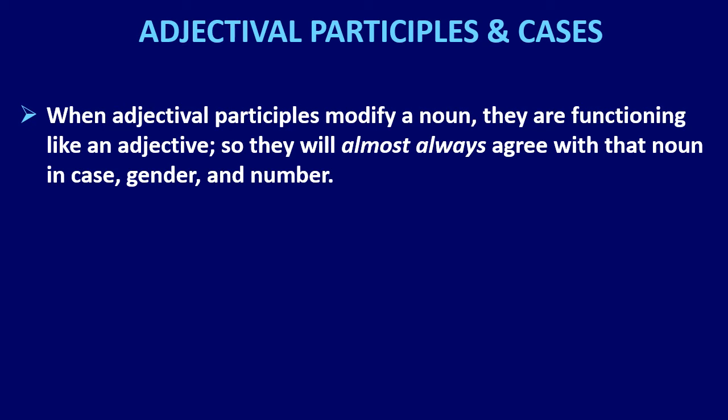And I say almost always because I've stated in the past that they must agree in case, gender, and number. And then I remember somebody presenting me with one of the few exceptions in the New Testament where that's not true. That happened a couple of years ago in a previous class. So I say almost always. It's virtually a rule that there must be this case, gender, and number agreement, just as you would expect with adjectives, but not always.